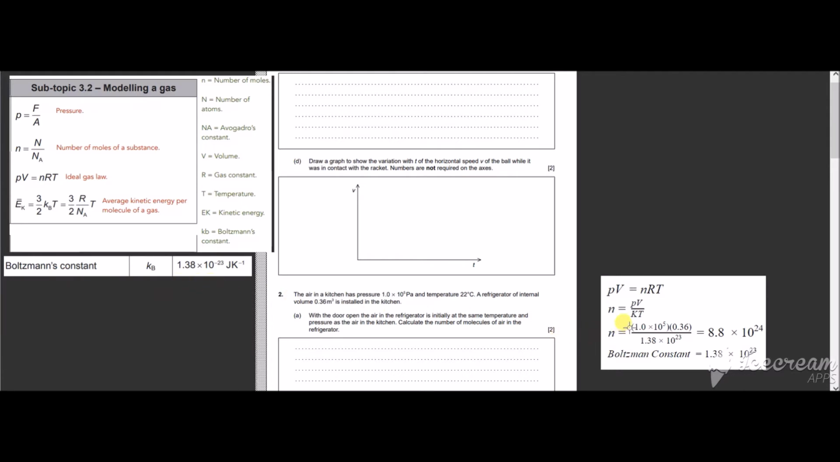So you will rearrange the formula for N and replace the gas constant with the Boltzmann constant and substitute the values we have. 1.0 × 10^5 multiplied by 0.36 divided by 1.38 × 10^-23, and you will get 8.8 × 10^24. And that's how you solve 2a.